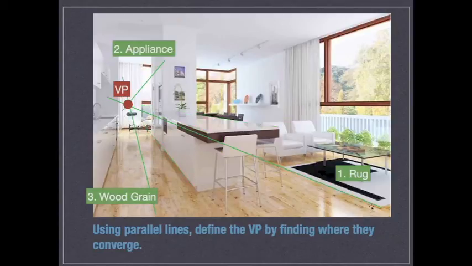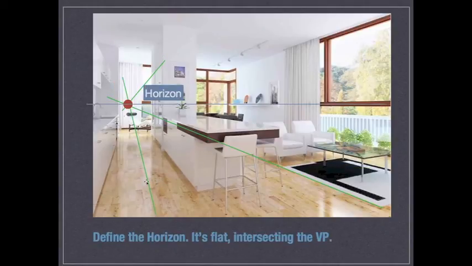Let's go forward again. We've got the edge of the rug. That's parallel to this appliance up here in the kitchen. And that is parallel to the direction that all this wood grain is going. The wood grain I did because sometimes some images aren't exactly very easy to find edges. And so you kind of have to look for clues in the image that give you convergence points. And sure enough, if this is our VP, then this is our horizon line.